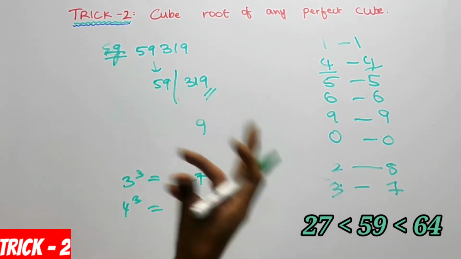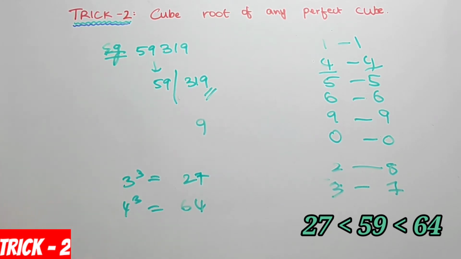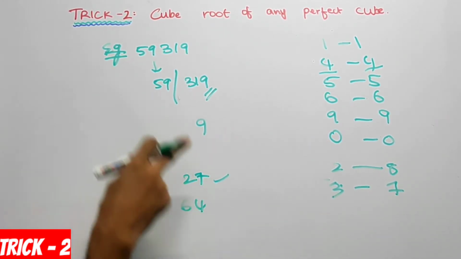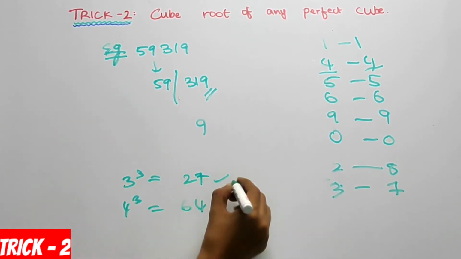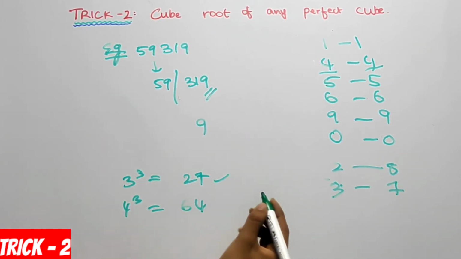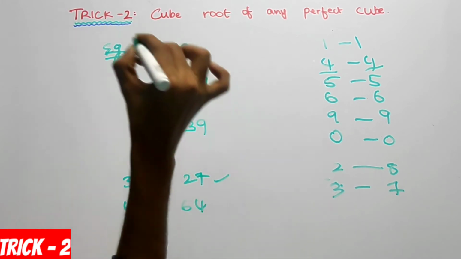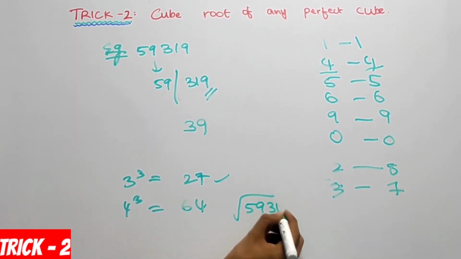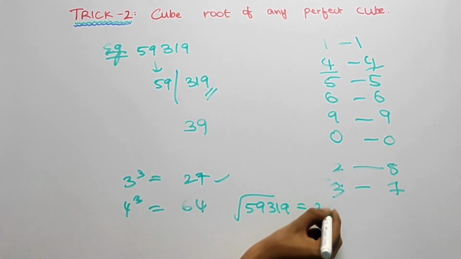Now you have to choose a number that is lesser than 59. So the number 27 is lesser than 59, hence you have to choose that number. Now since 3 cube is equal to 27, you have to choose 3. Hence 39 is your final answer. Now the cube root of 59319 is 39.